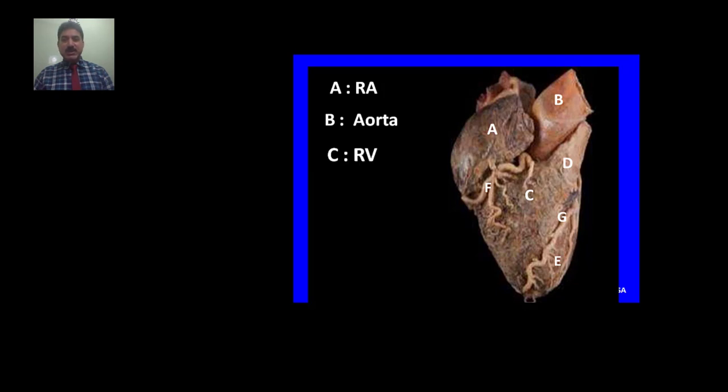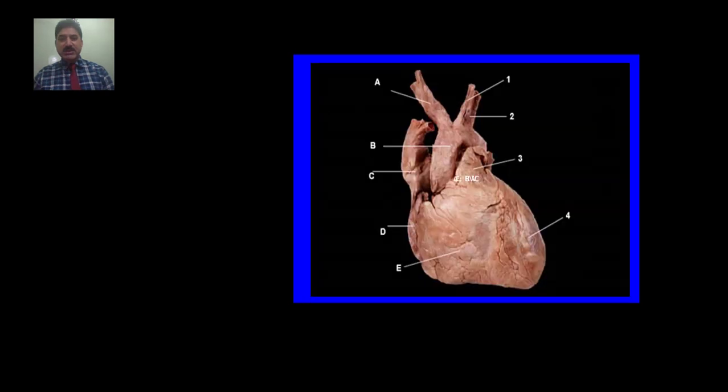C represents right ventricle which forms the sternocostal surface. D represents pulmonary trunk originating from the right ventricle. E represents left ventricle which forms one third of the sternocostal surface. F represents right coronary artery in atrioventricular groove and G represents left anterior descending coronary artery in anterior interventricular sulcus or groove. What are the various structures you identify in this wet specimen?